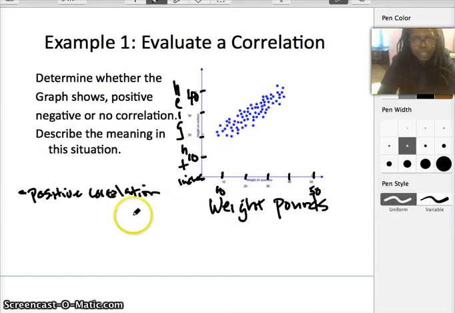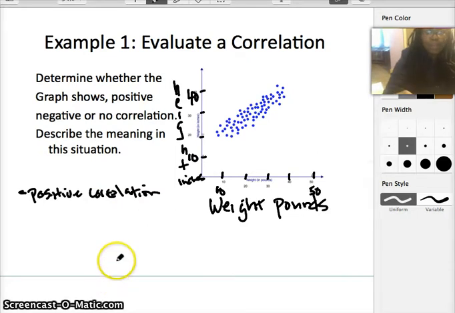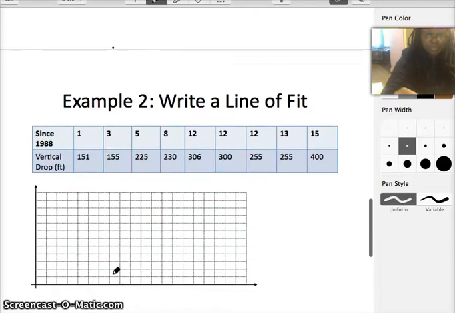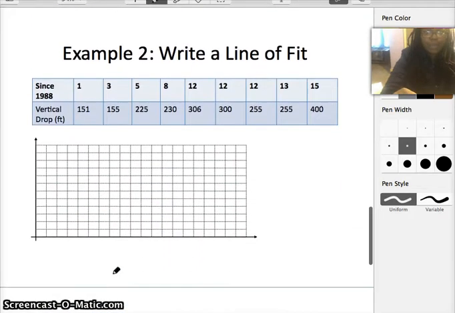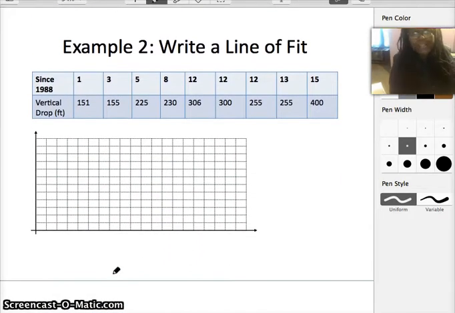And so what we can see from this is that as the weight increases, the height increases, or vice versa. As the height increases, the weight increases. So that's how we would explain the situation. Not a big deal, stuff you've seen before. So that's all that will be expected of you in a problem like this. But the problems do get a little bit more challenging. As you see here in example 2, we're going to write a line of fit.